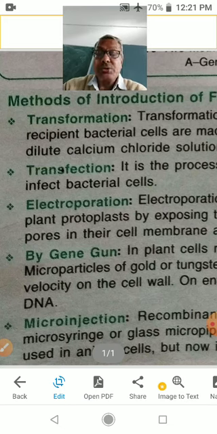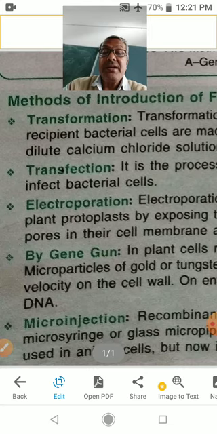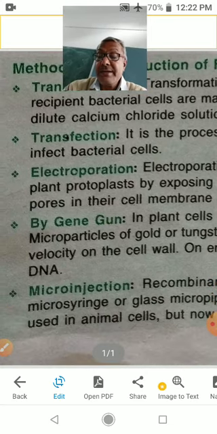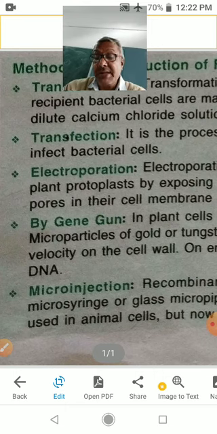So, in the electroporation, cell or plant protoplast is brought in high voltage of electric pulse. Then pores will develop through which foreign DNA can get inside. Next is gene gun method.